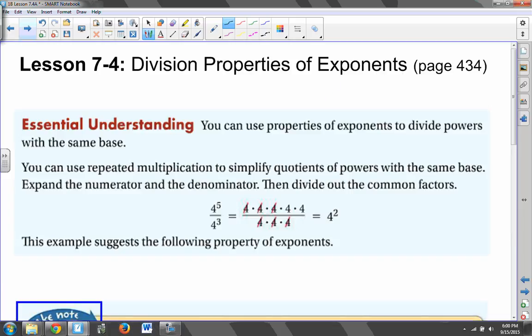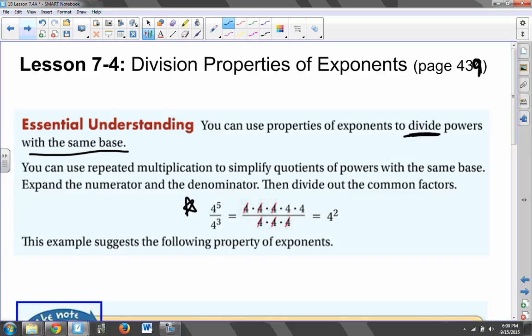Okay, division properties of exponents. This should really not say 434. Like I said, we are on page 439. All right? Here's our essential understanding, our introduction to what's going to be happening today. We are going to be using properties of exponents to, instead of multiplying things, divide powers with the same base. Again, we still need to see the same base, like on the top and bottom here, we see a 4 and a 4 in both. Really all we're going to do is be rewriting these exponents in a different way, canceling a lot of stuff out and figuring out the pattern.